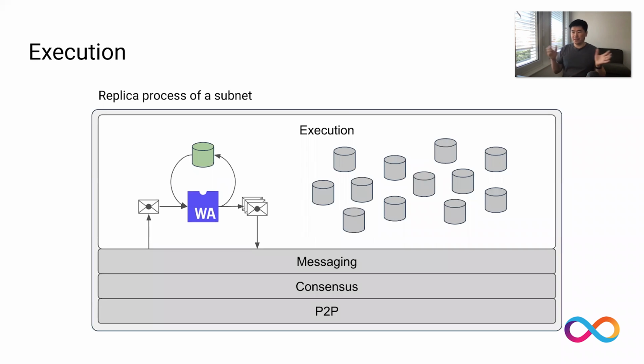So now if you take one subnet, it consists of many canisters. And if you look inside the replica process of that subnet, there is the execution layer that is running all these canisters. Running a canister means we get a message from the messaging layer, and then we find the corresponding canister. Within that canister, we find the method or handler of that message, and then we execute the method inside the WebAssembly engine. As a result, we get the new state of the canister together with the other messages.